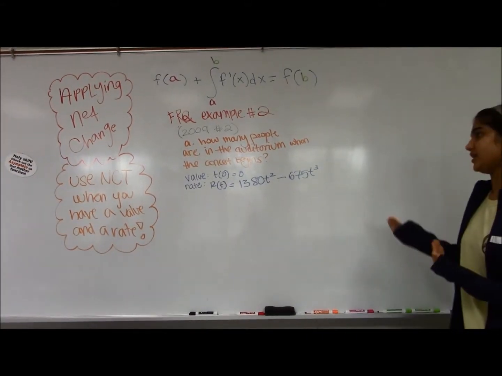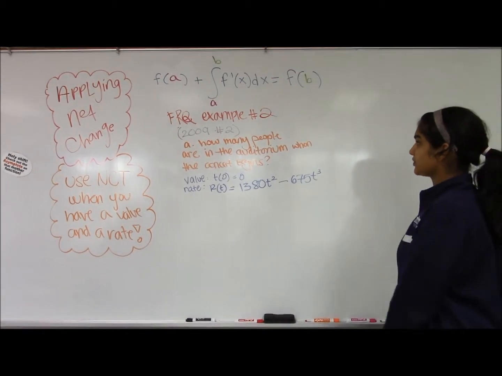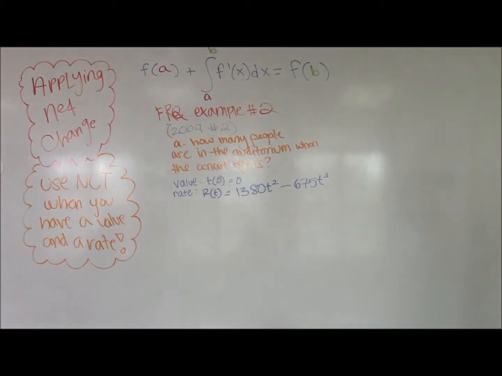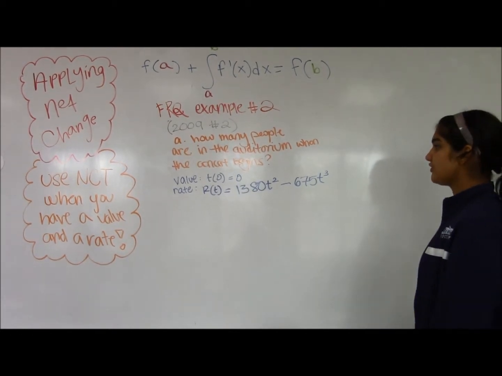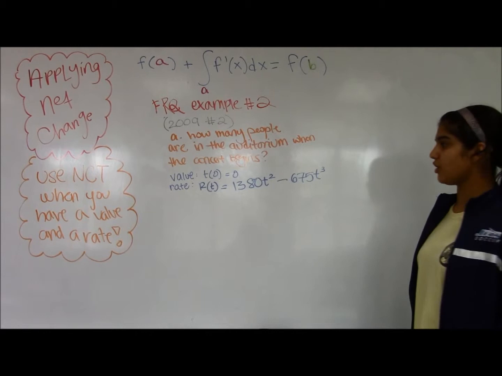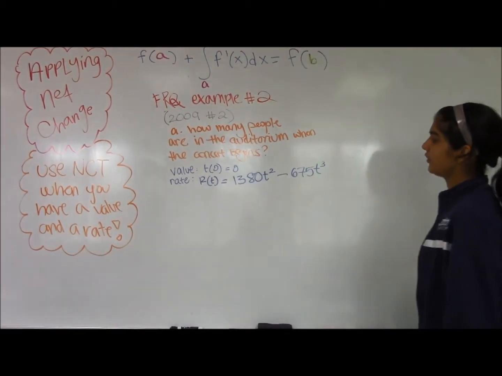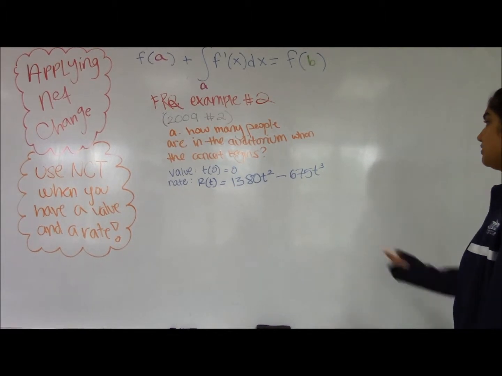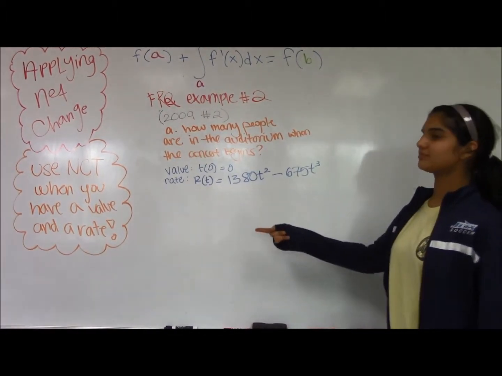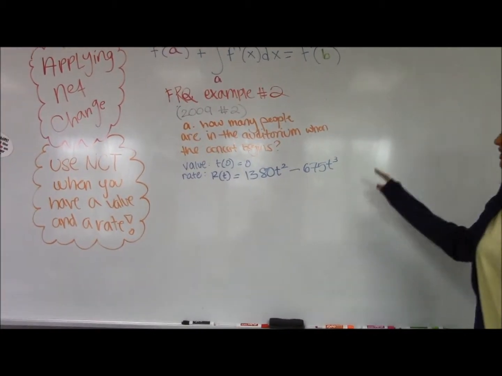Okay, so this is the AP style question number 2, and it is one from the 2009 exam number 2. And part A says, how many people are in the auditorium when the concert begins? And it gives you an initial value because it says at the beginning there was no one in the auditorium, so that you know that t at time equals 0 is equal to 0. And they also give you a rate, which is modeled by 1380 t squared minus 675 t cubed.